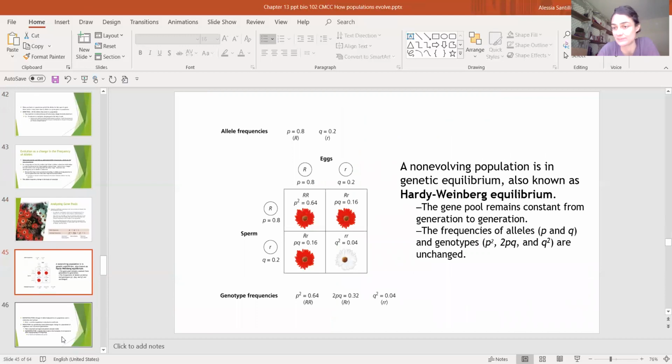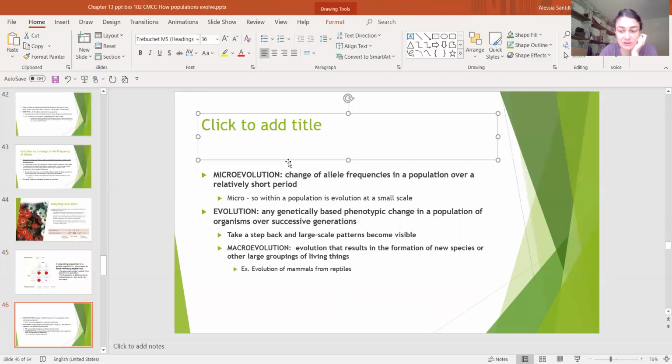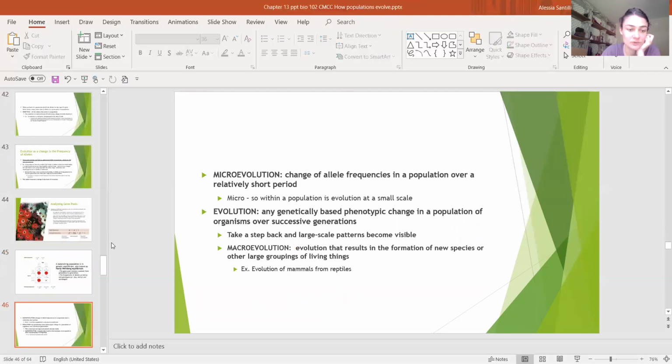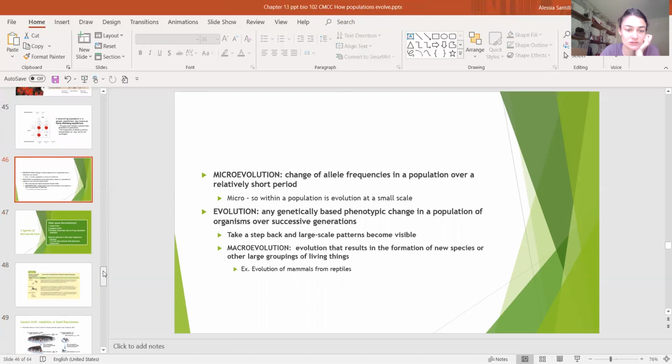formula for the exam. However, you can see that you can basically figure out the frequencies of all of the alleles that a population may have for one specific gene using the Hardy-Weinberg formula.